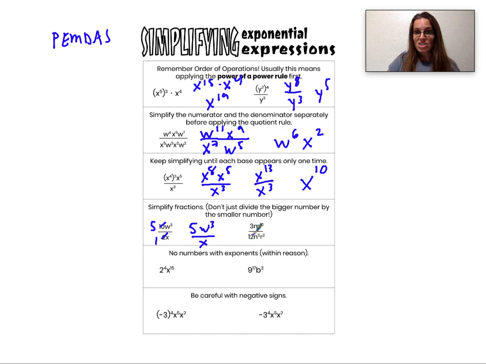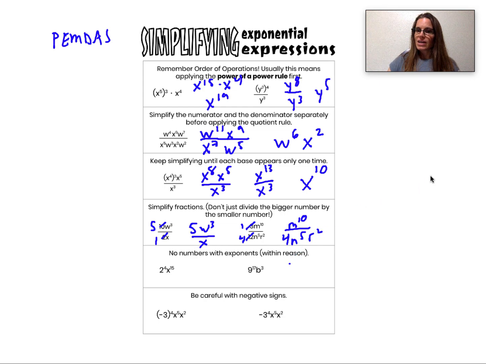So instead of just doing 12 divided by 3, let's divide the numerator and the denominator by 3. That gives me 1/4. Now I have m to the 10th divided by 4, n to the 5th r squared. Really common that students write the 4 in the numerator here, that they just think 3/12 is 4.